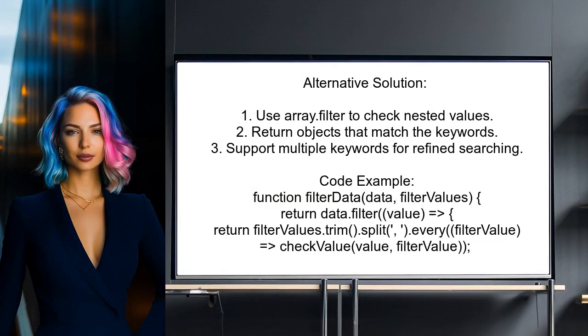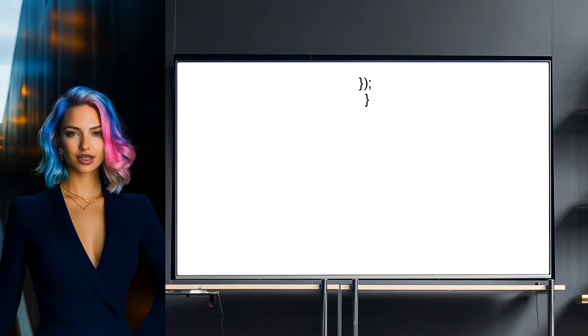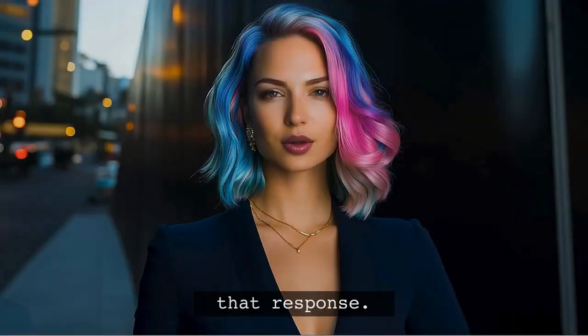This alternative approach involves a function that checks all nested values within the objects. It uses the Array.filter method to return objects that match the specified keywords. If multiple keywords are provided, the search becomes more refined, allowing for a more targeted search. That's it for that response.